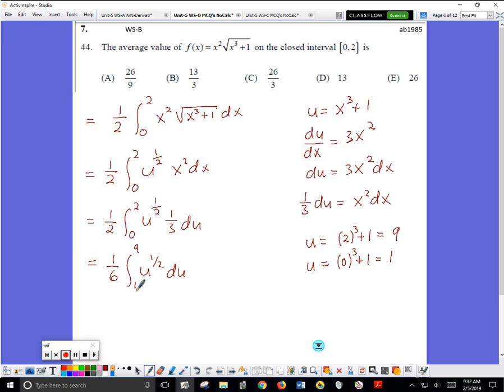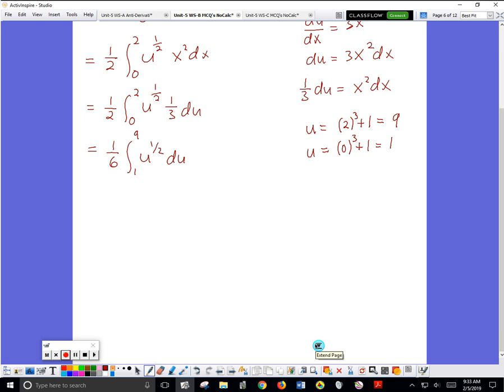Cool. So now we use the fundamental theorem. So we need to think of this as being f prime, and we need to find f. So let's see, the 1/6 is just a constant. F would be u to the 1/2 plus 1 divided by 1/2 plus 1. And we've got to find out how much f changes between 1 and 9. Question?